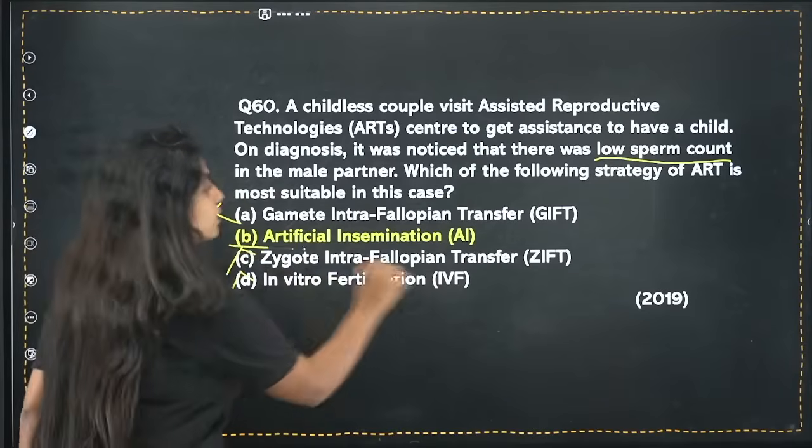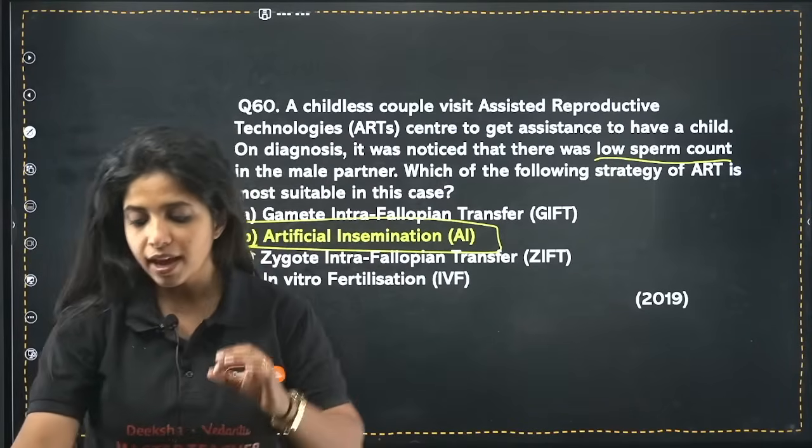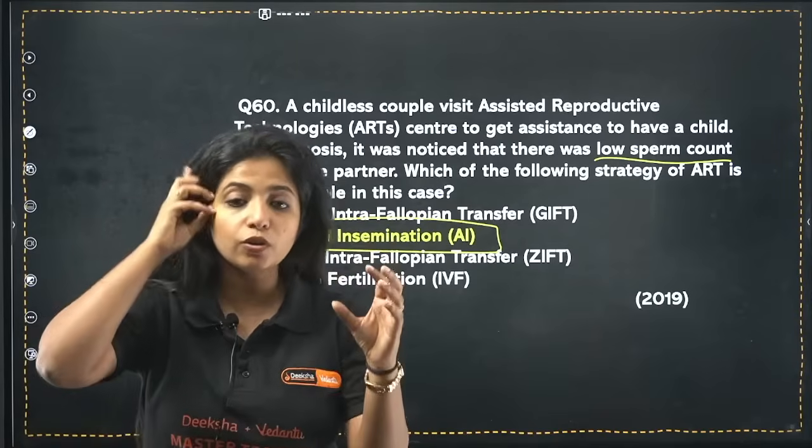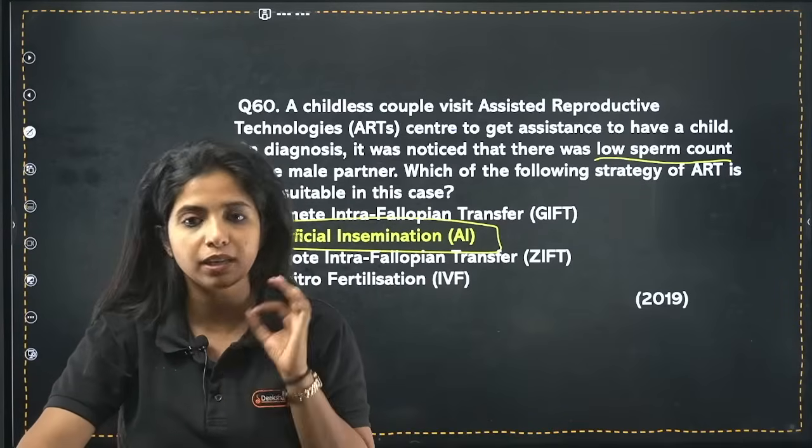Artificial insemination is given here, right? Artificial insemination means artificially you are going to inseminate. Artificially you are going to put the sperm inside the female reproductive tract. That is known as artificial insemination.